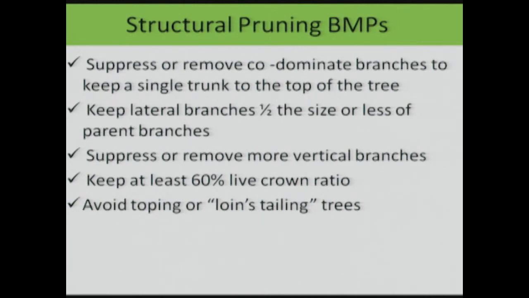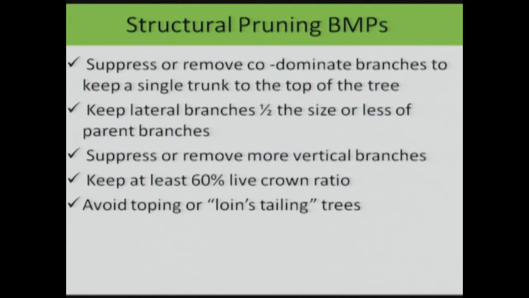So kind of just a summary, and this is more for your take-home for the handout is why I put this in here, but I'll go over it anyways. So the best management practice is, for good structure, we want to suppress or remove codominant branches to keep a single trunk to the top of the tree. We want to keep lateral branches half the size or less of their parent branches, again, by suppressing them with proper removal and reduction cuts, because that's a strong attachment.